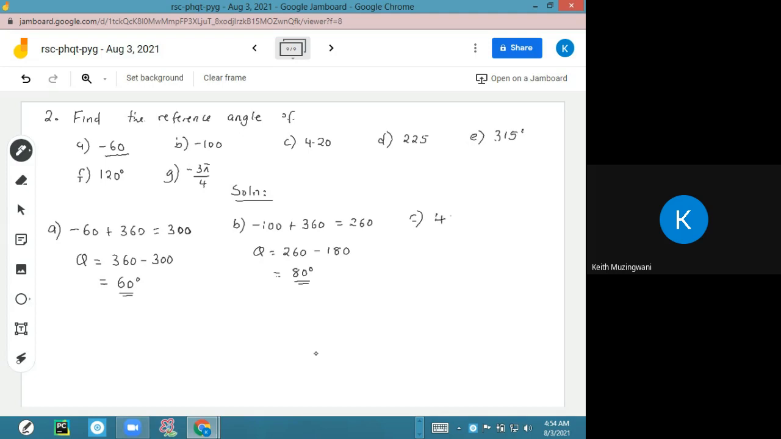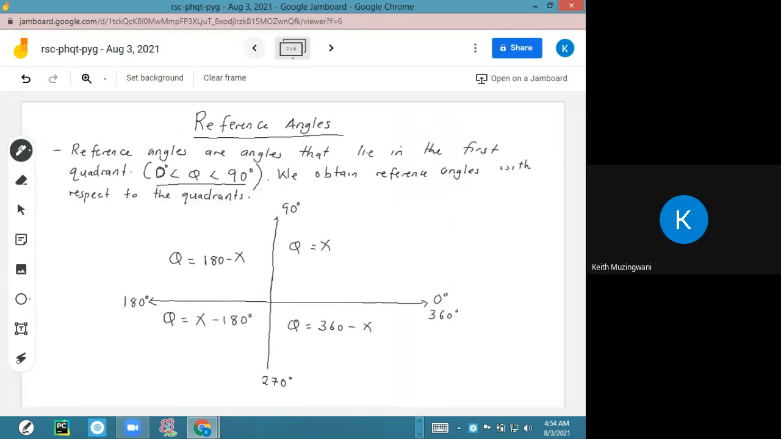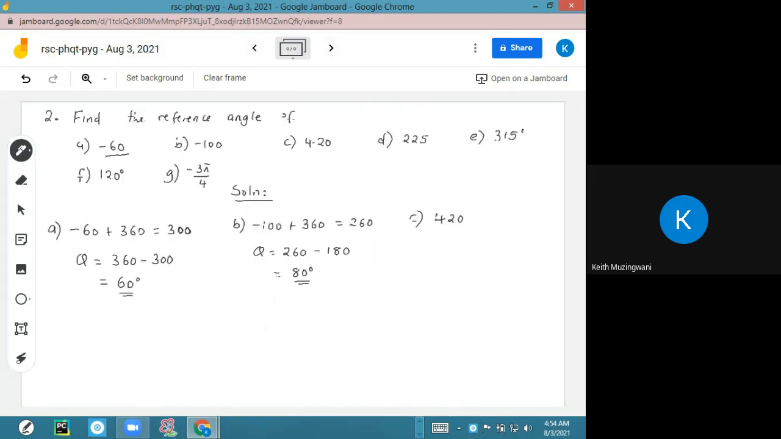420 is again not catered for in the definition of reference angles here. They end at 360, but they are dealing with 420. So what we do is we get its coterminal angle. We subtract 360 and get 60. Now what's the reference angle of 60? Because 60 falls in the first quadrant, it is 60 itself.